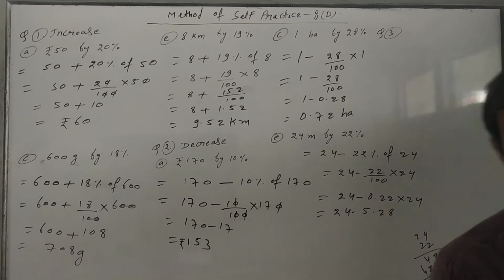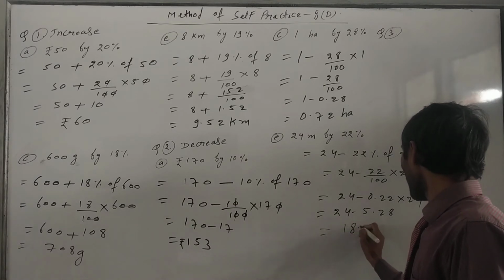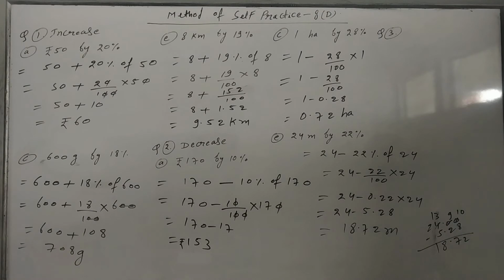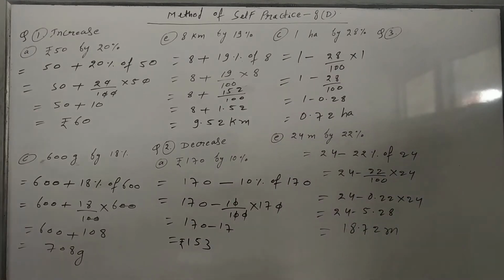Now we subtract 5.28 from 24. So 24.00 minus 5.28. We take a borrow: 10 minus 8 is 2. Here 9 minus 2 is 7. Then 13, we take borrow again, 13 minus 5 is 8, and 1. So the final answer is 18.72 meter. So if we decrease 24 meter by 22%, the final answer will be 18.72 meter.